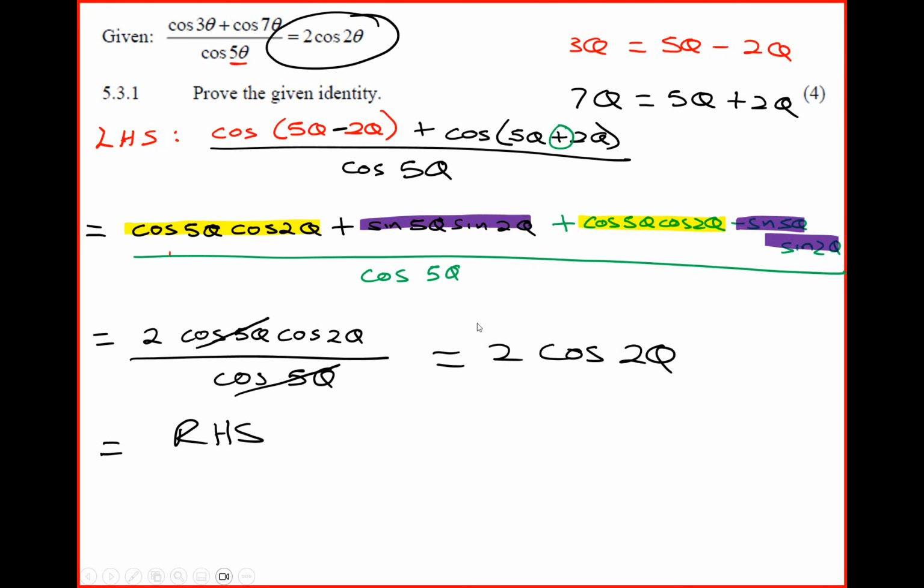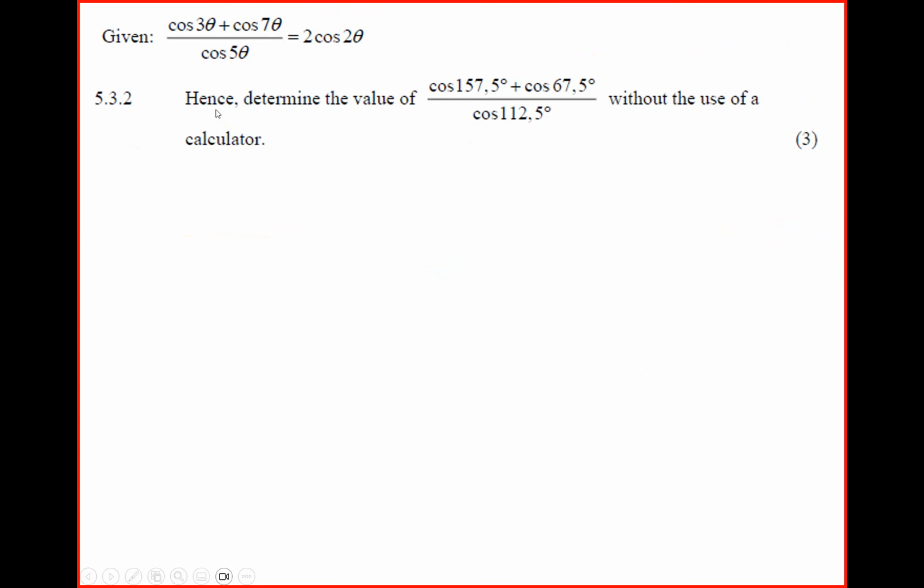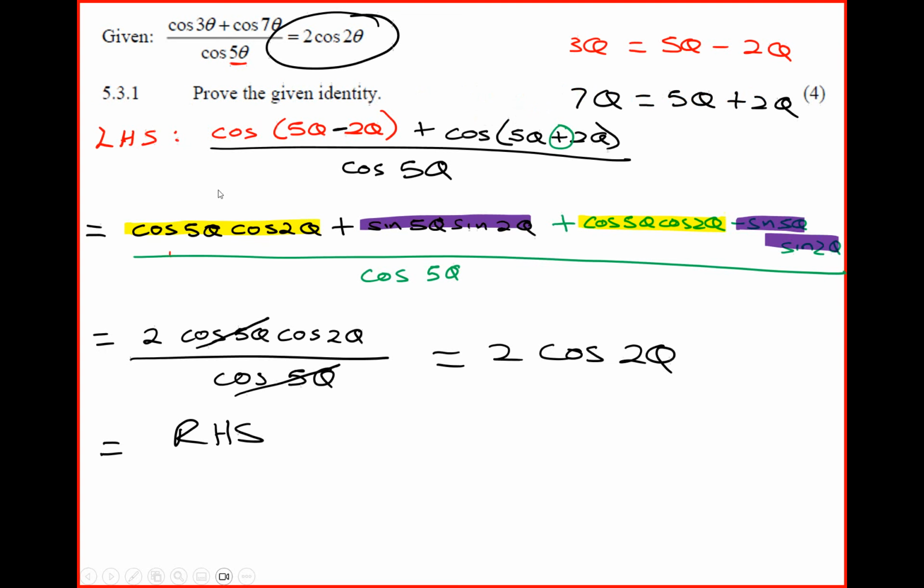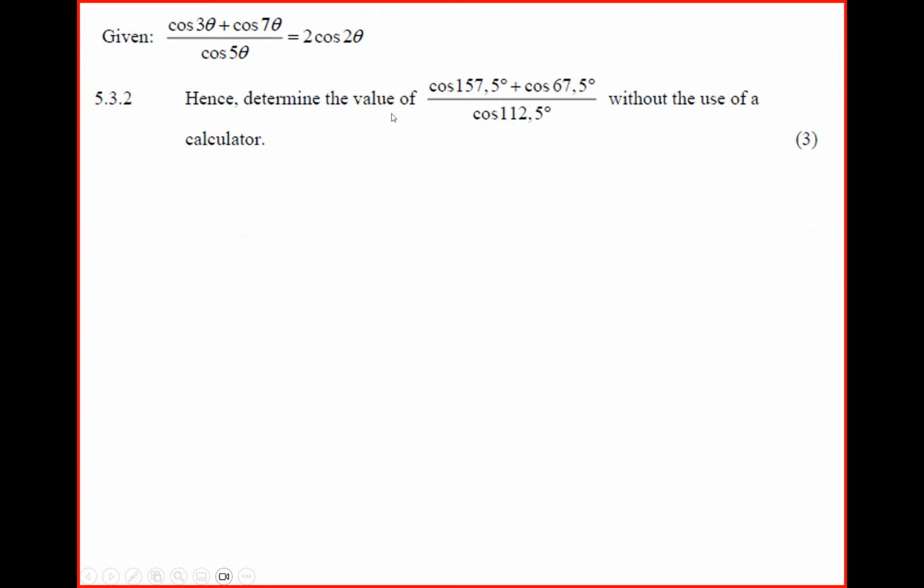There's a second part to this question. So remember, we proved the identity. The second one says hence, which means use the fact that this has been proven. Now you can determine the value of cos 157.5 plus cos 67.5 all over cos 112.5. So we need to find a link between that and that. And if I inspect that, the denominator has cos 5 theta. And this denominator that you see here has cos 112.5.